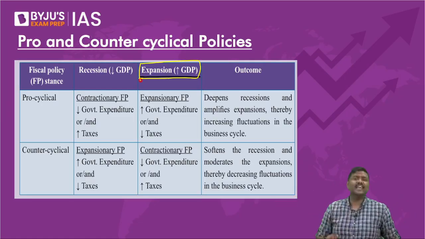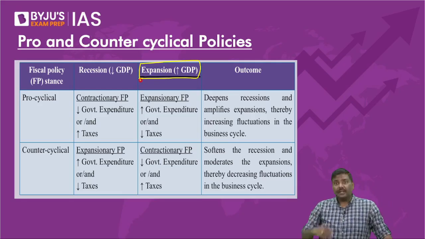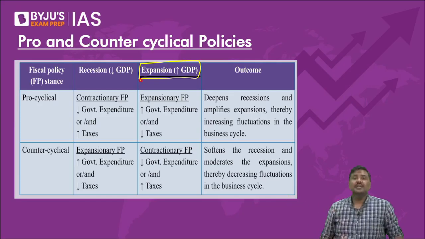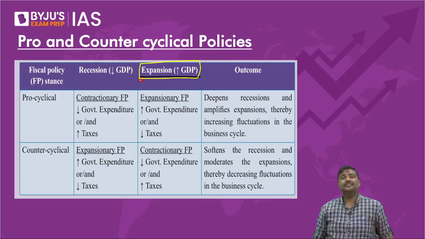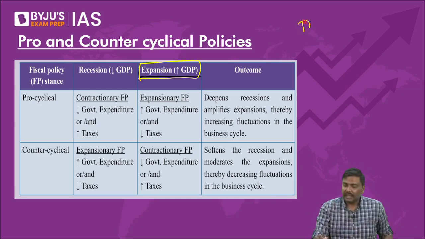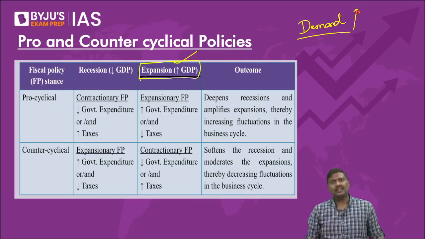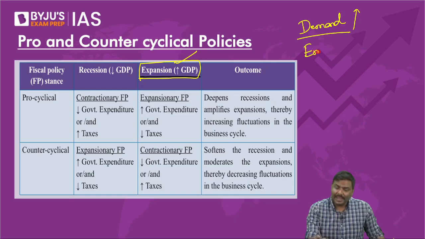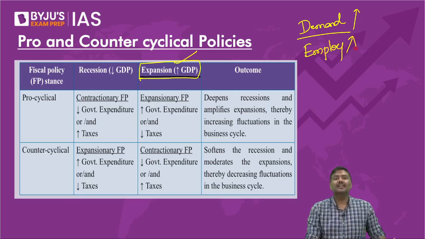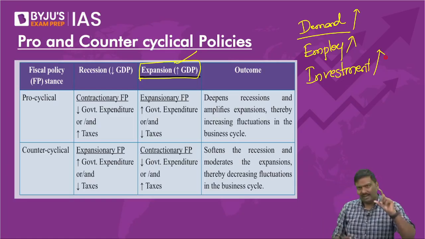Growth is already there in the economy. The private sector is investing. People are having jobs and earning more salaries. So during expansion, is there demand in the market? Yes, demand is already there. Employment is already there. Private sector investment is already there. Now have a look at example 1, the last concept.